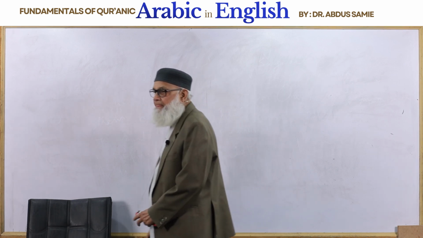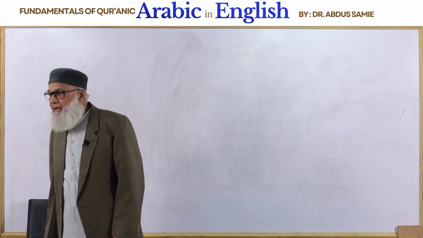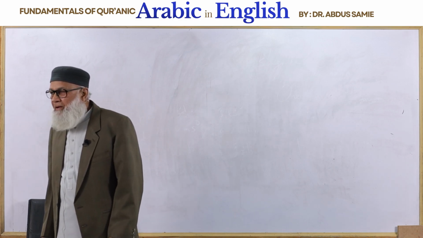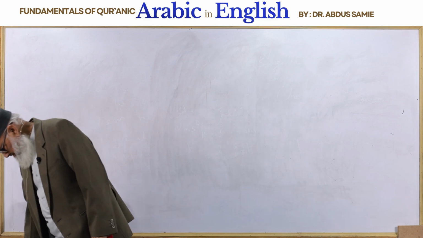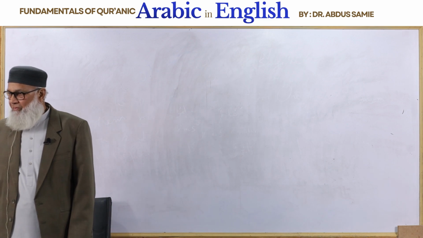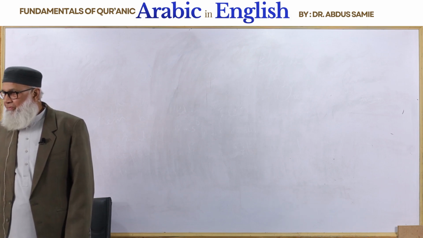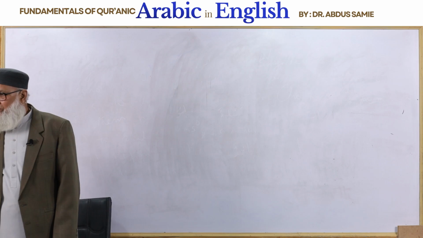Yes? Sir, I'm a bit confused. Assalamualaikum. I'm a bit confused. You're saying that the noun is characterized by gender and number. So then the seven types that you said, proper noun, demonstrative, is that how we recognize the noun?